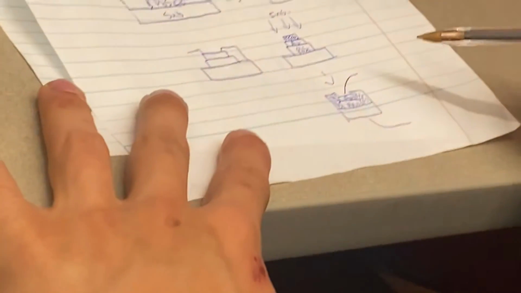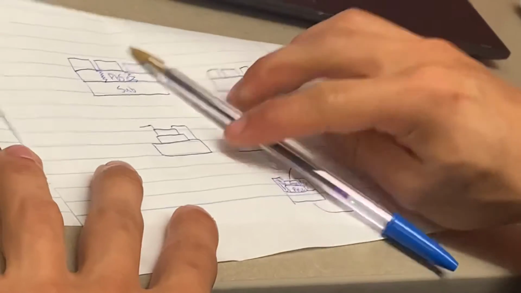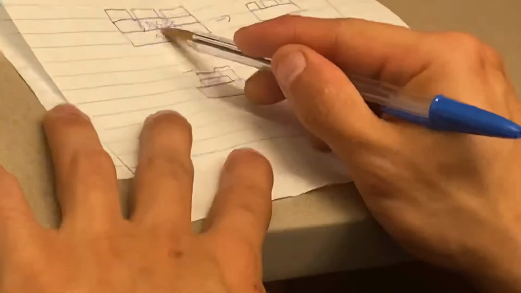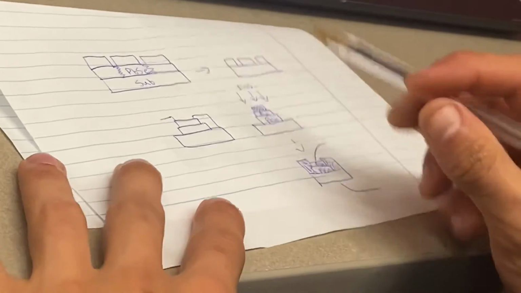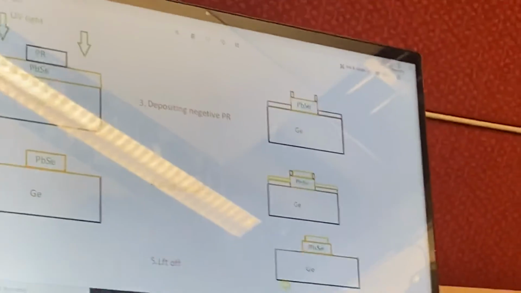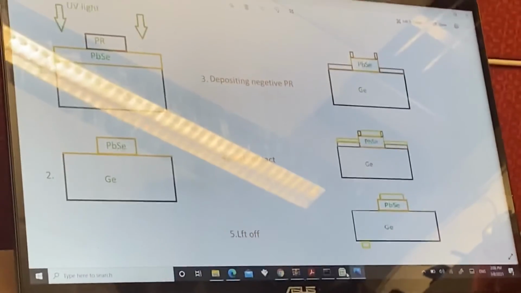So you're just missing the insulation part, and then having some extra photoresist out here where it would actually look like this rather than like this. But it's not bad. Okay, so this is fine.